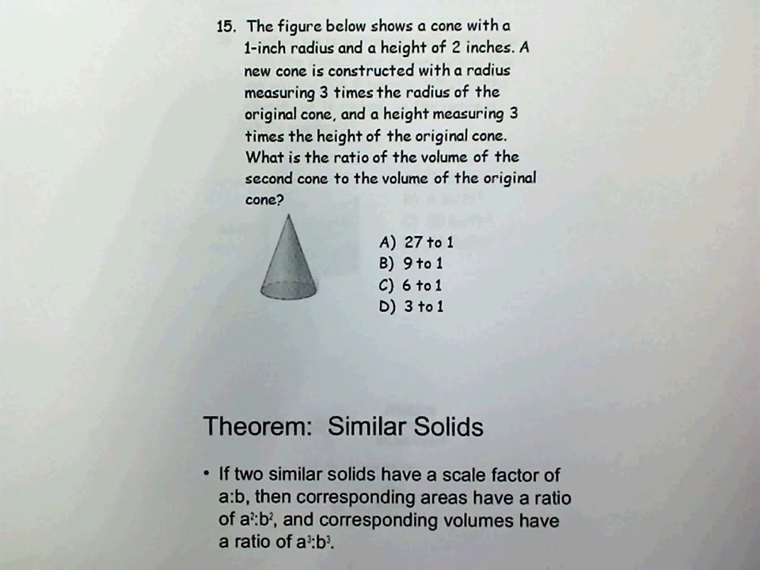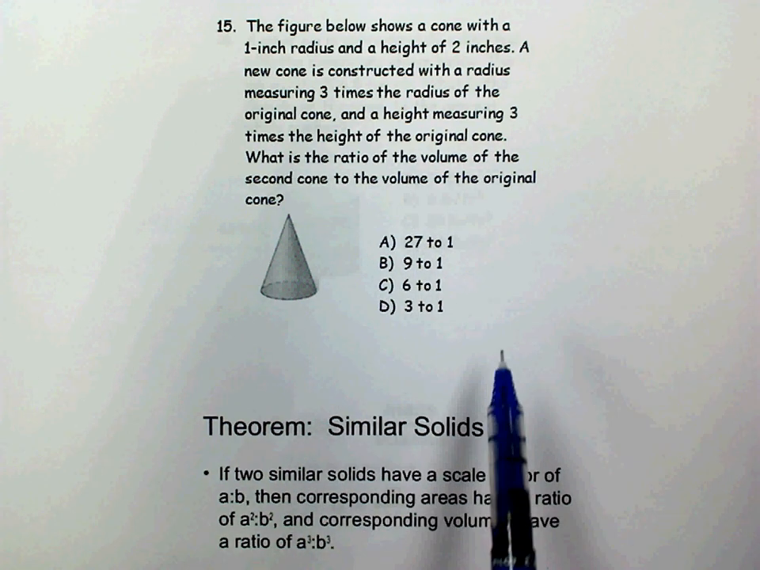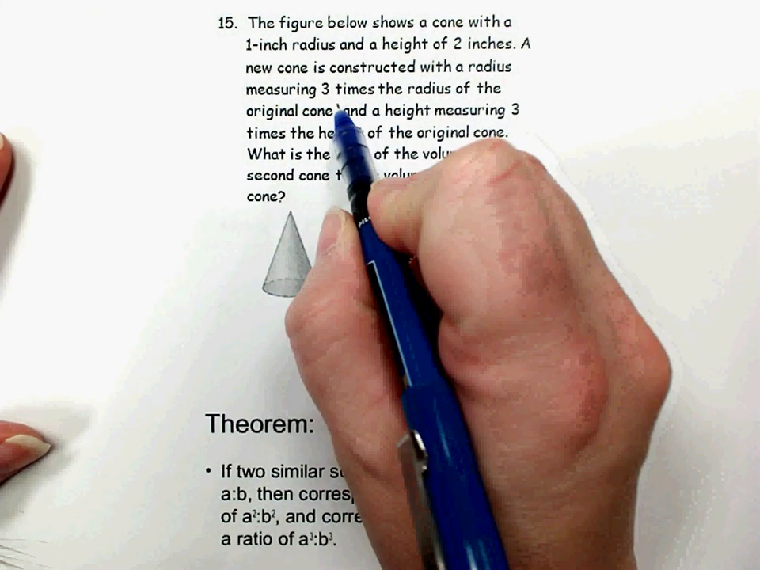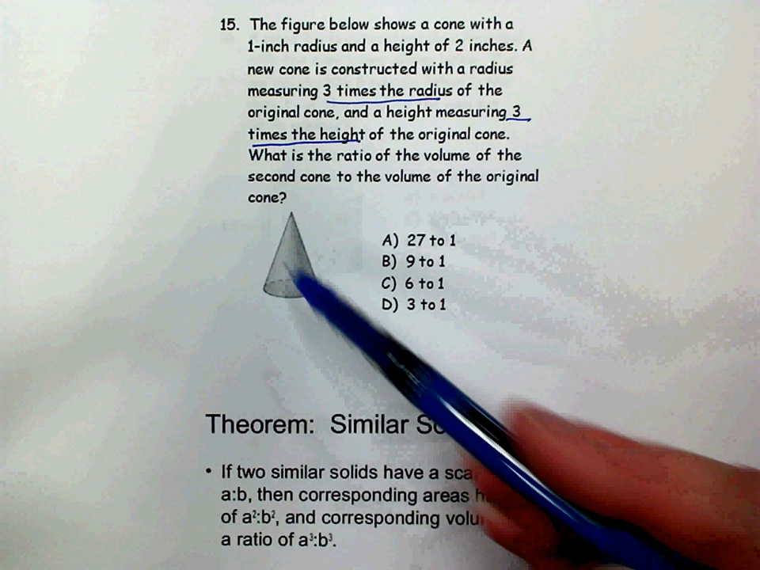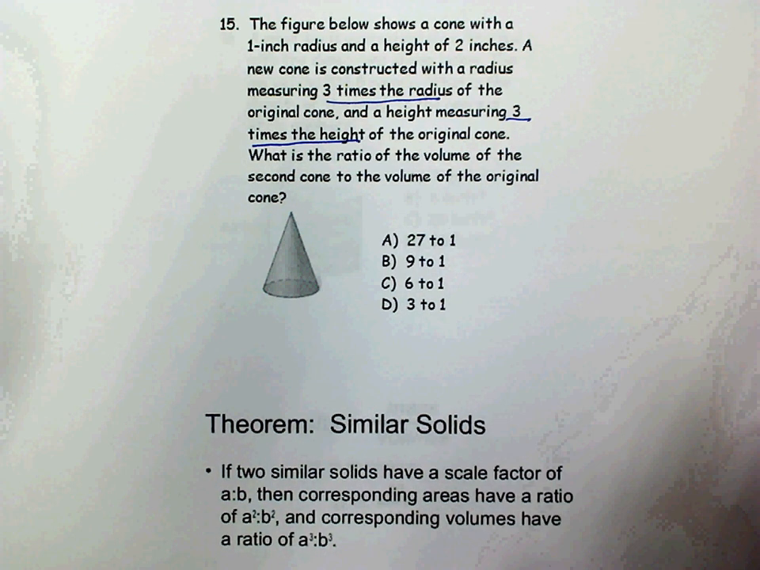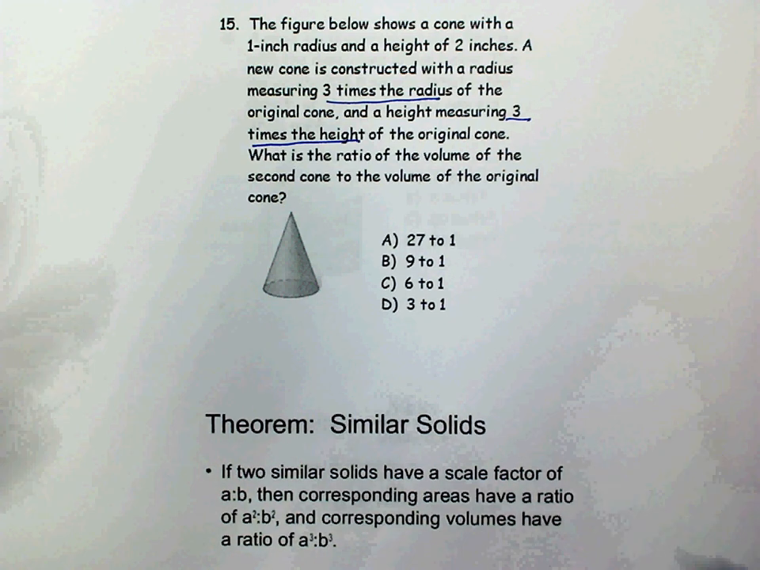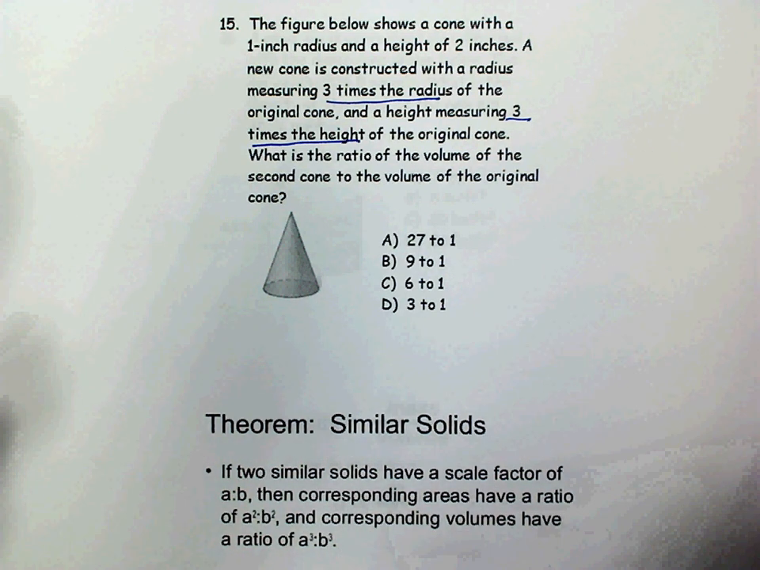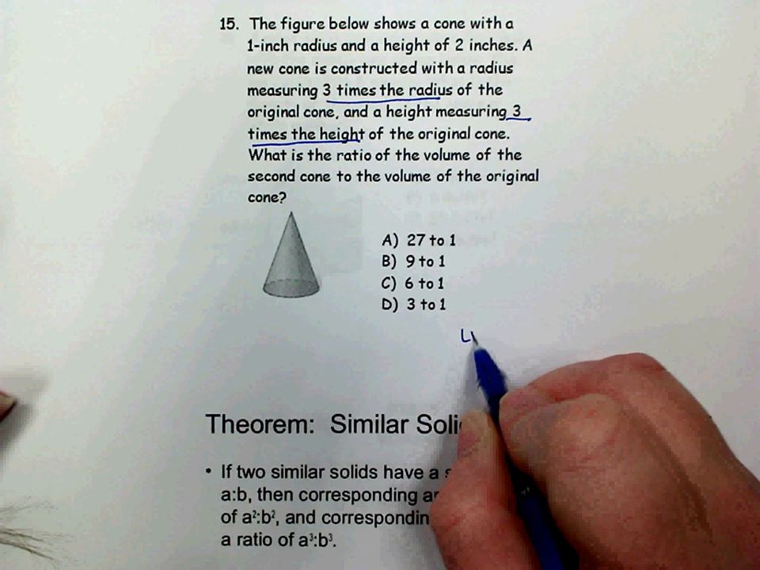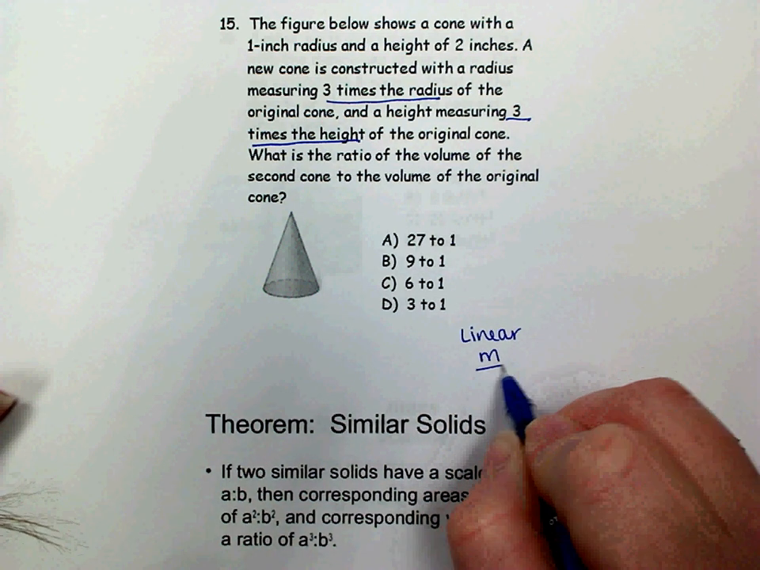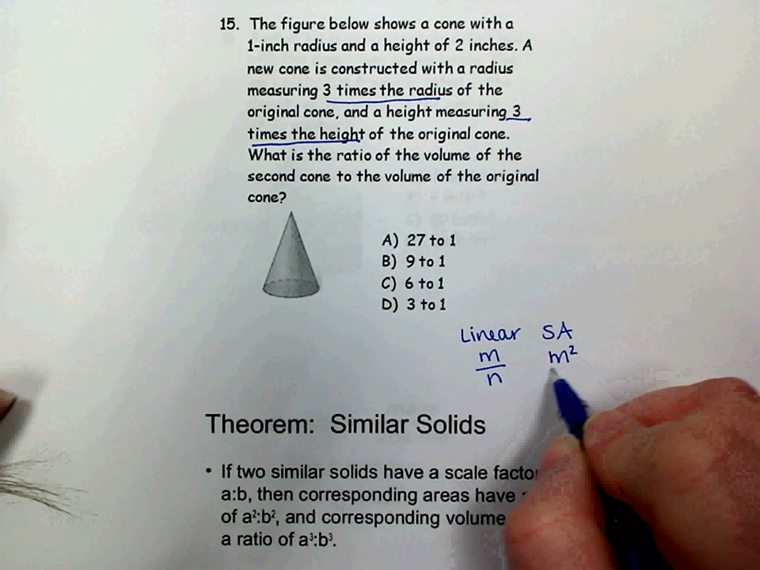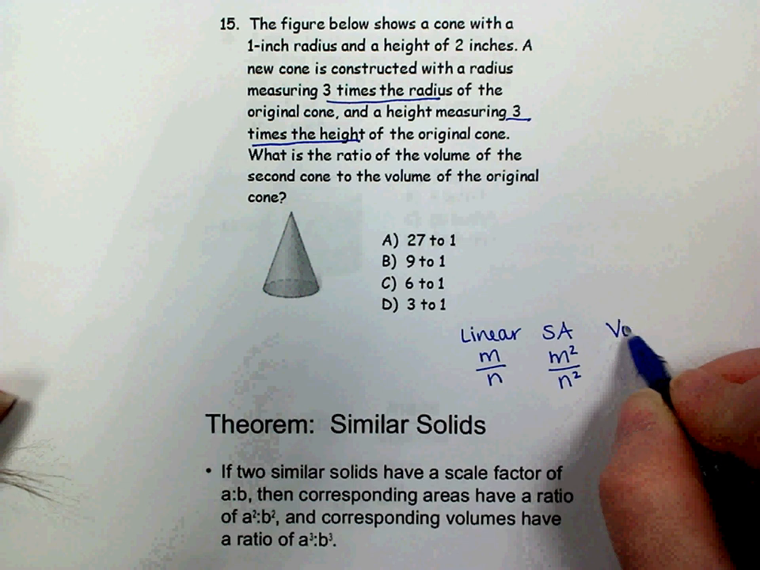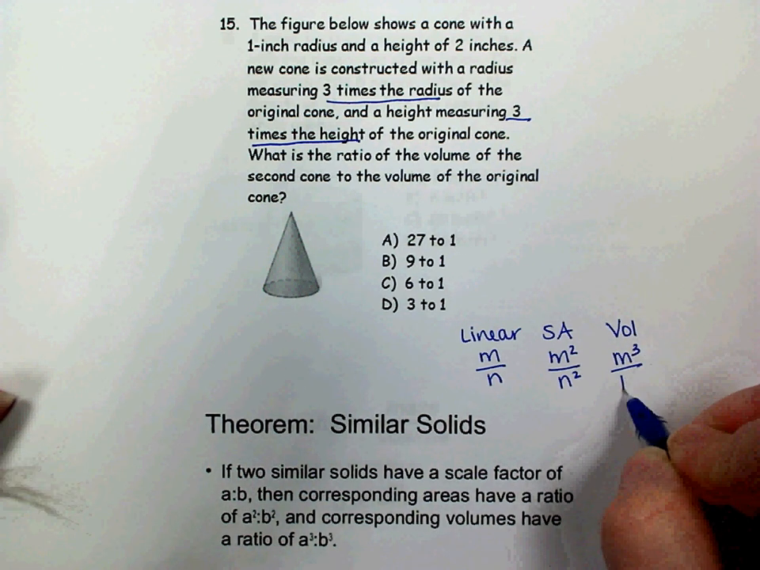You do not have to find the volume of these two different cones in order to know the ratio of their volumes. Since you are tripling the radius and the height, and those are the two dimensions in the volume of a cone, you are creating a similar solid. So remember, if you're creating a similar solid, you could use our theorem that we learned, that if you know the ratio of the linear dimensions, then to find the surface area ratio, you just square that ratio. And to find the ratio of the volumes, you just cube that ratio.